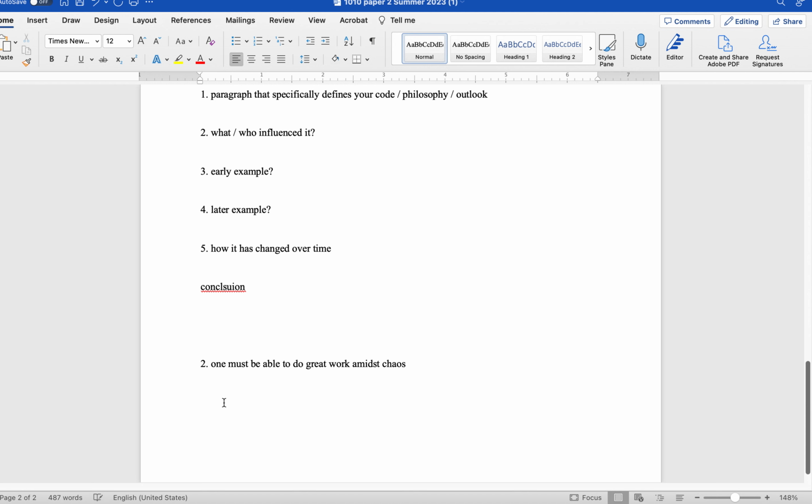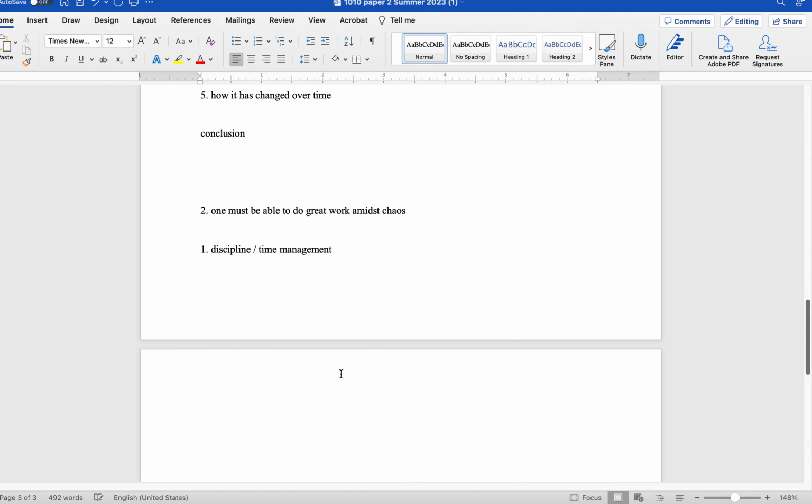I think I learned this in grad school because we all think, oh, we'll get all this work done, we'll do all this great stuff when there is no drama. There's always going to be drama. We're always going to have to be juggling a bunch of different things. So one must be able to do great work amidst chaos. How did this develop? Discipline. Time management. Think about this for school. It's important to manage one's time. One must be able to do great work amidst chaos. That's another code of mine. Another one I would write a whole paper on.